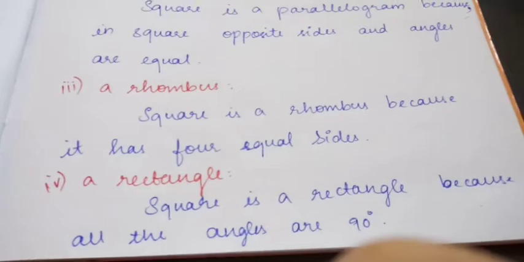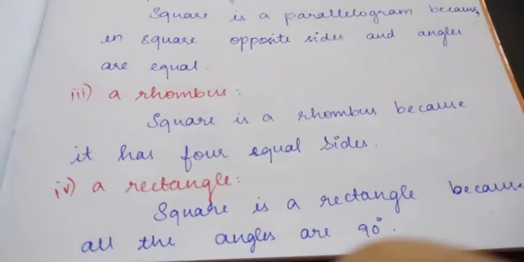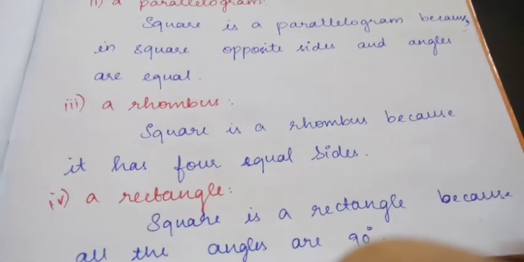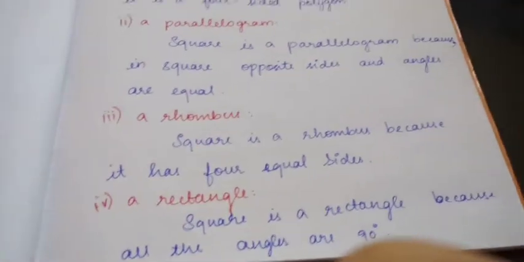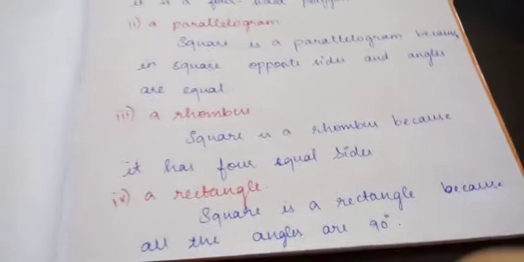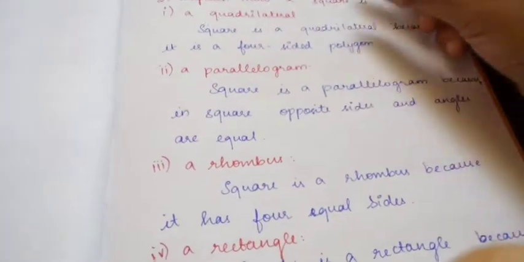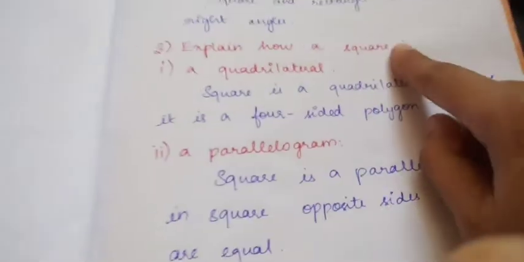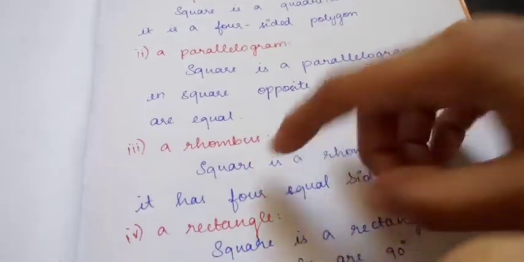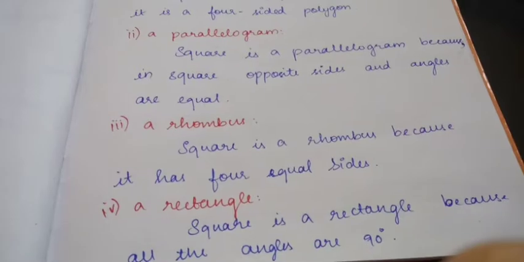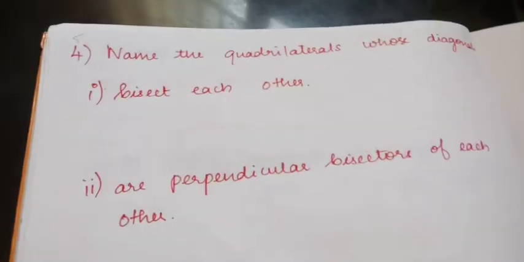Then in square opposite sides are equal. We can say any values, but I have to give statements. Here I said all the angles are 90 degrees. This is a statement. Because of this statement I am saying that square is a rectangle. So we have proved square is a quadrilateral, square is a parallelogram, square is a rhombus, and square is a rectangle. Okay.